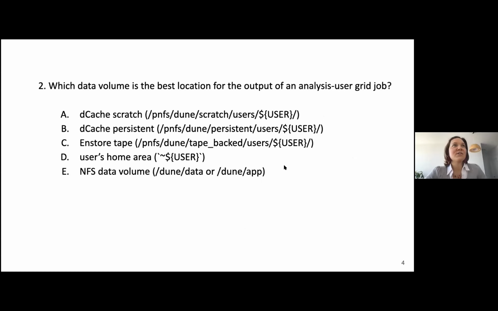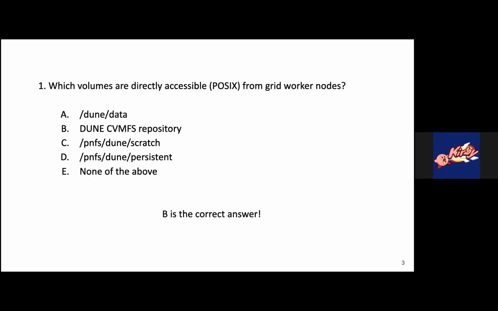Do you mind if I give some explanation? Sure, go ahead. So the thing to remember is that I asked the question in a slightly tricky format. This is POSIX access. Dune data is never accessible from any grid worker node, whereas the PNFS Dune Scratch and the PNFS Dune Persistent are only accessible via IFDH, right?